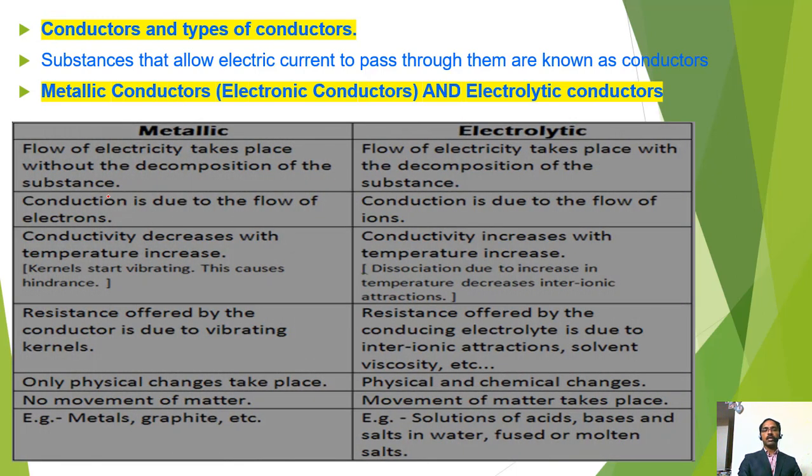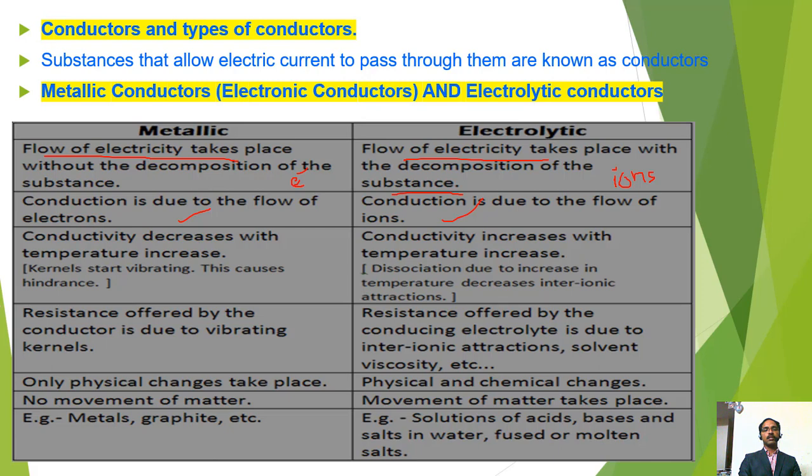See here, the differences between metallic and electrolytic. In case of metallic, flow of electricity takes place, but in case of electrolytic, the flow of ions carries electricity, with the decomposition of the substances. Generally here ions are present, and because of the ions, electricity is passing. In metallic, it is because of the electrons. Conduction is due to the flow of electrons in metallic, and due to the flow of ions in electrolytic.